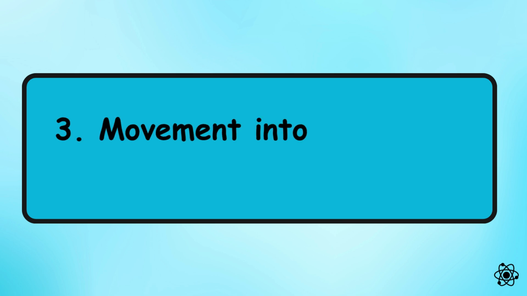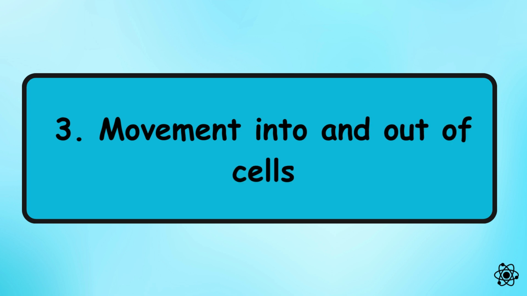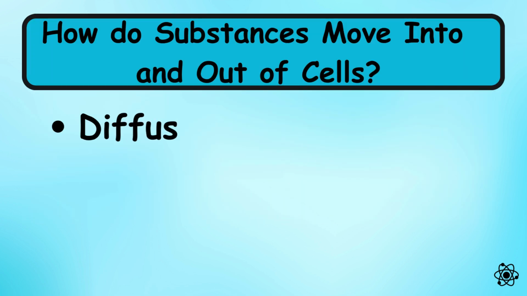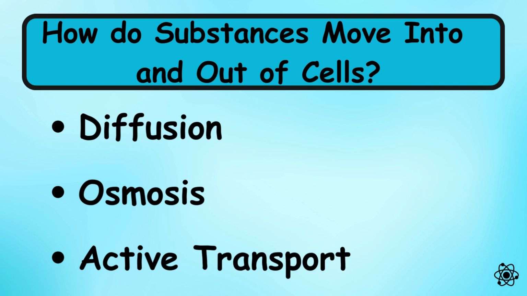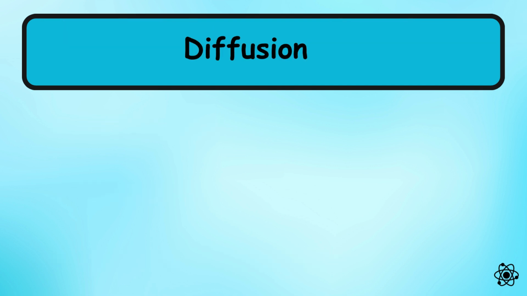This video summarizes topic 3, movement into and out of cells. So basically, in this chapter, we will learn how substances move into and out of cells. There are three main ways in which this may take place. That's diffusion, osmosis, and active transport. Let's take a look at diffusion first.